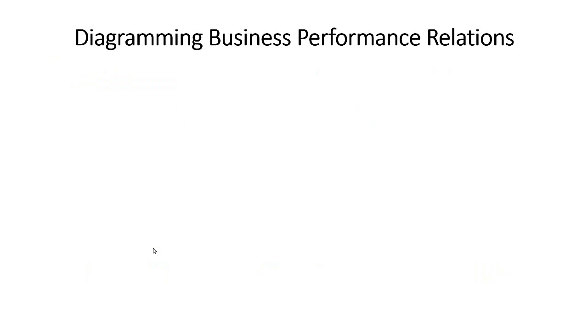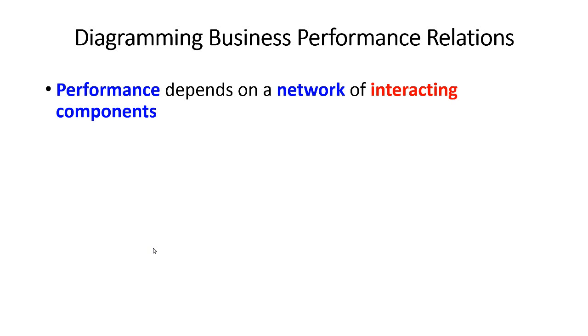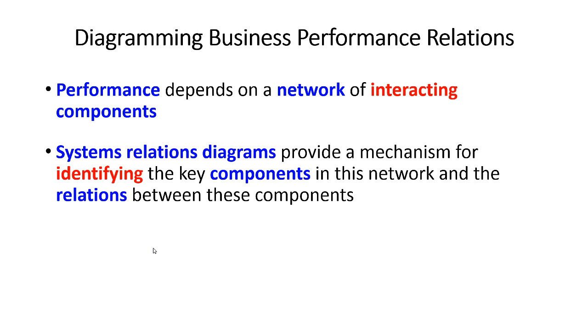We're going to spend some time looking at a number of slides where we're going to diagram out performance relations in a business. We have a lot of different aspects of a business that affect performance, and one useful technique for understanding what drives the performance of a business is to look at the relations between the components that are driving the behavior of a business. Performance depends on a network of interacting components. And we use systems relations diagrams to provide a mechanism for identifying the key components in this network and the relations between these components.